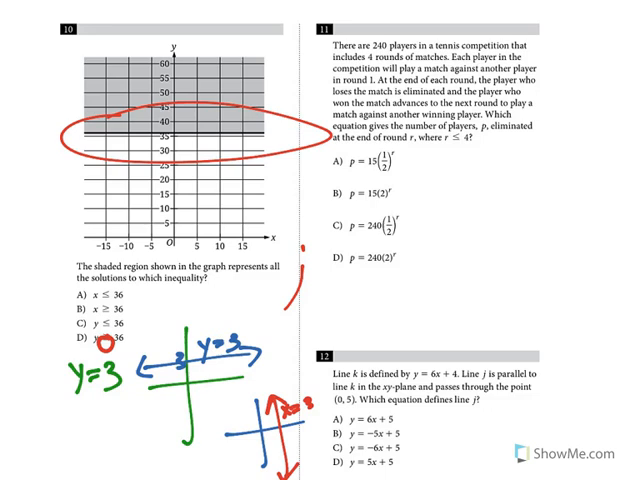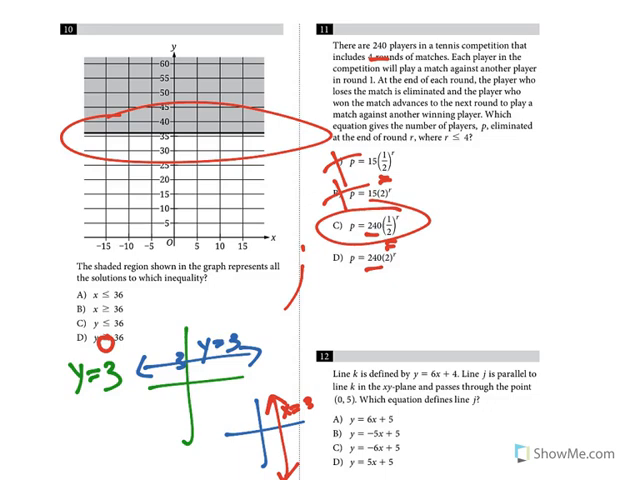All right, there's 240 people, and it's single elimination. So with single elimination, every round, half the people are going to lose. So our decay factor should be half. And there's 240 people to start, so just like we saw before, that's my initial value. Every round, we lose half of those people, so it should be 240 times half to the number of rounds power.